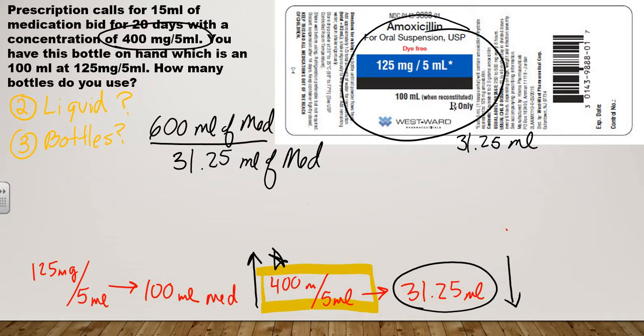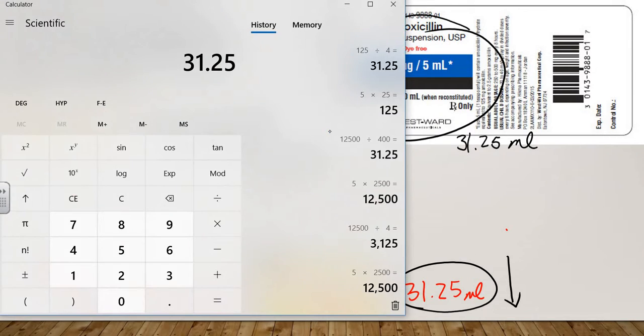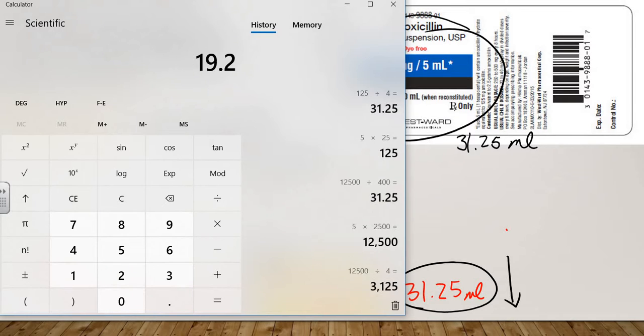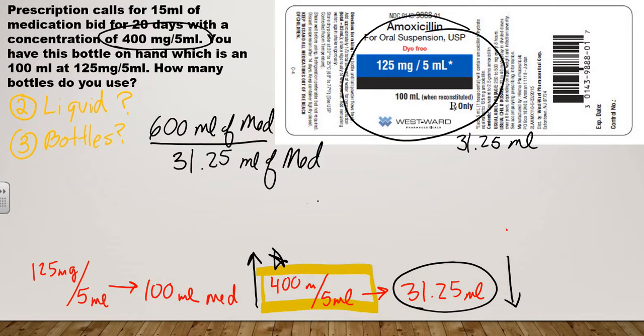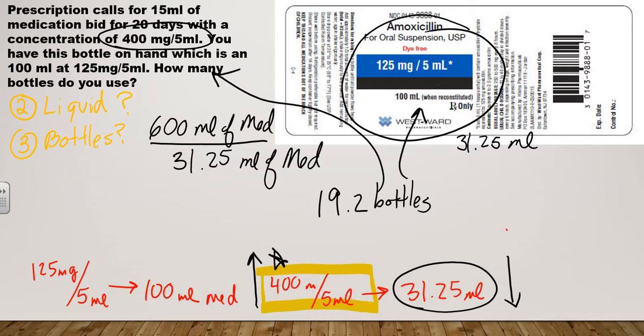600 divided by 31.25. And I need 19.2 bottles here. 19.2 bottles to fulfill this prescription using this particular bottle. So obviously, you're going to do the whole leftover thing. You need approximately 20 bottles.